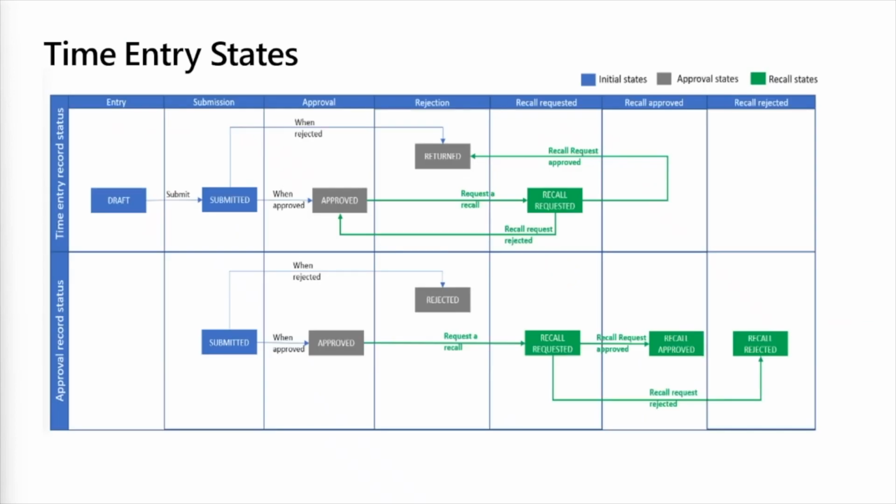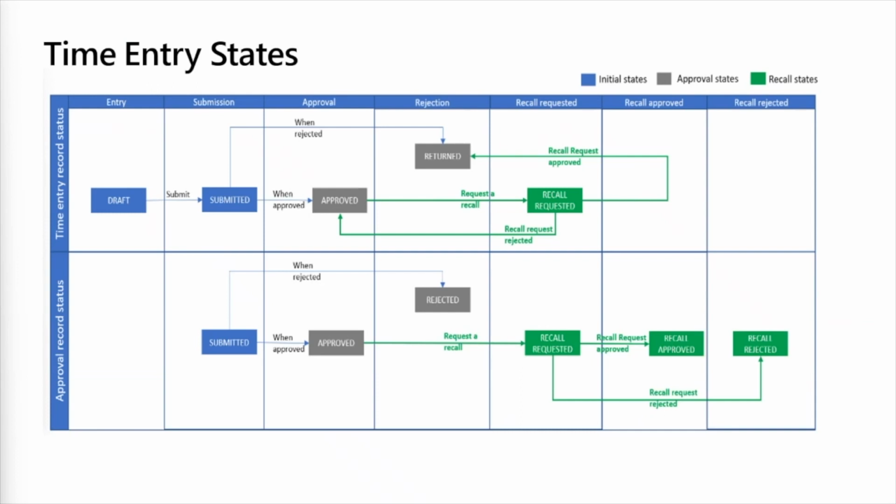From a time entry states perspective, we saw the time entry flow. It moves from draft to submitted, and it can then be approved. From approved, recall can be requested, and once the recall request is approved, it becomes returned. If it's not, it automatically goes back to the approved status.